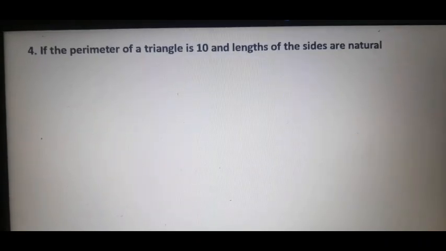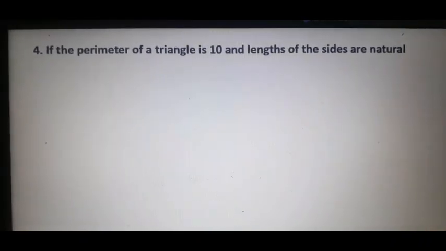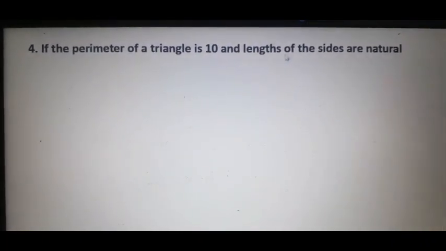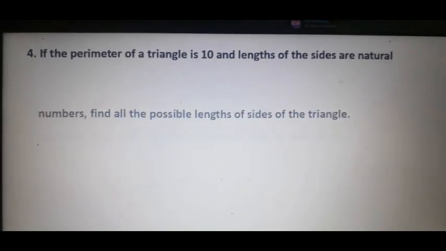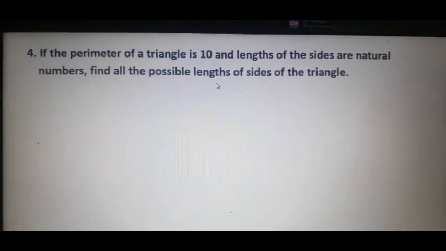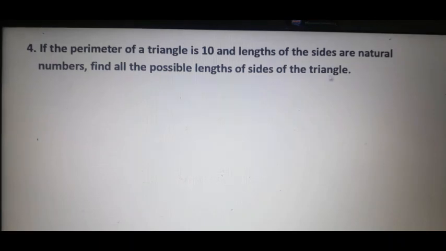Let's go to question number 4. If the perimeter of a triangle is 10 and the lengths of the sides are natural numbers, find all the possible lengths of the sides of the triangle.